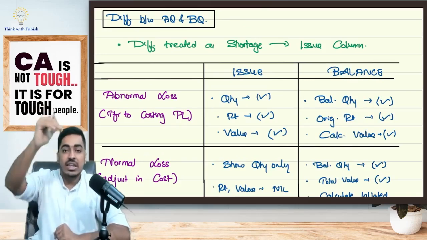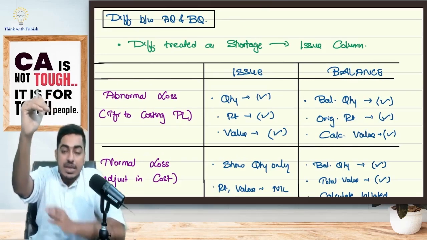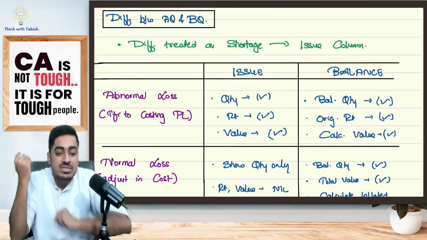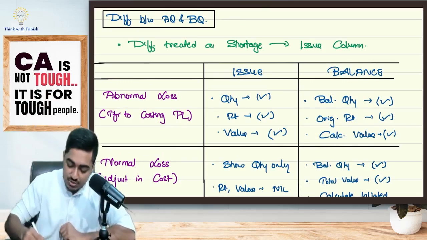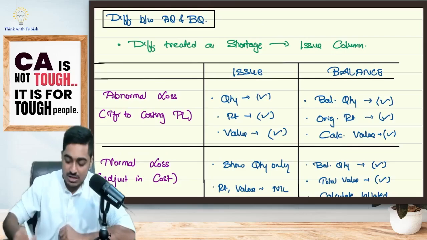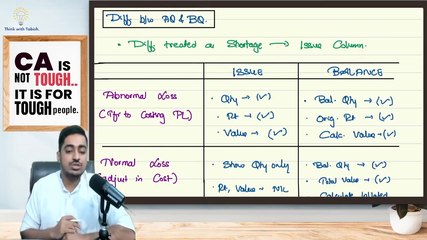My books are telling that 1000 units should be there. But actually I went and saw only 900 is there. That means how much shortage is there, students? 100 units shortage is there. Where will I show this shortage? I will show it in the issue column.